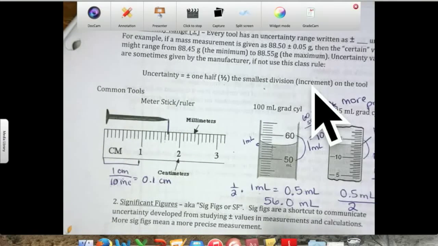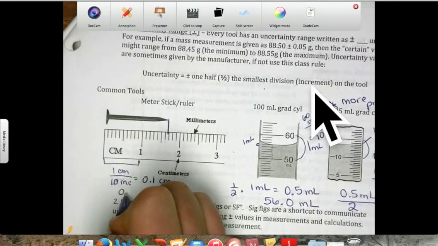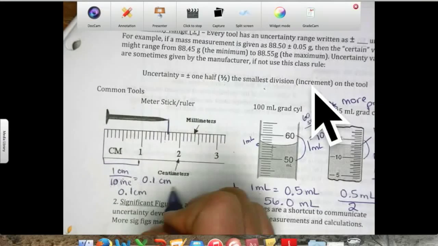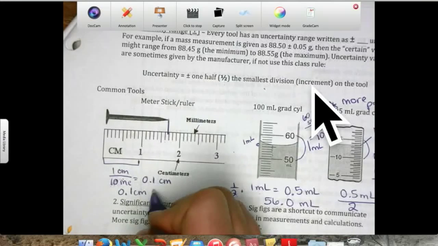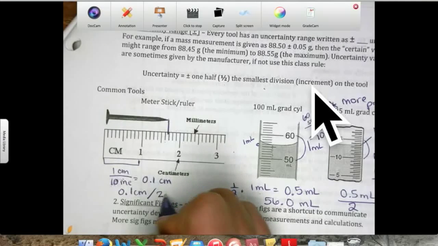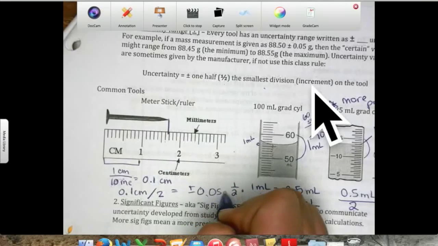So now we're going to find out how certain can we be about this number. So we can say 0.1 centimeters. Again, we're using this number because it's the smallest increment, divided by 2. And that's going to give us plus or minus 0.05 centimeters.